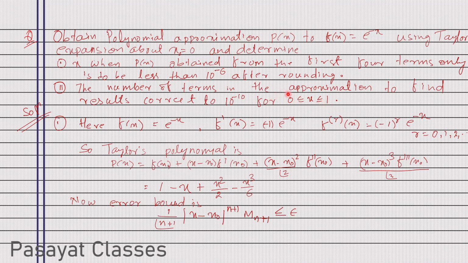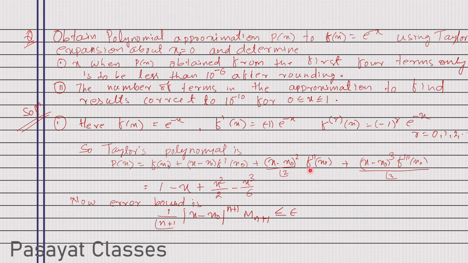Clear? So first of all let us solve the first bit. The first bit says that here f(x) equal to e to the power minus x and f dash x is equal to minus 1 into e to the power minus x, because the derivative of e to the power minus x is minus e to the power minus x. Similarly, if we find the rth derivative, this gives minus 1 to the power r and e to the power minus x, and we run this r value from 0 to 1, 2, 3 and so on. Clear? So the Taylor expansion is given as p(x) equal to f of x naught plus (x minus x naught) into f dash of x naught plus (x minus x naught) square by 2 factorial into f double dash of x naught and so on.